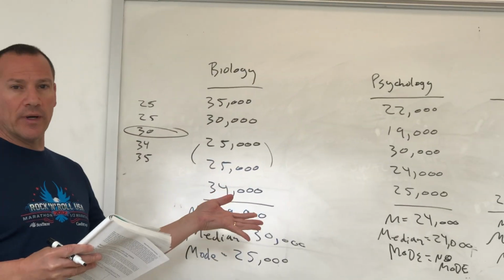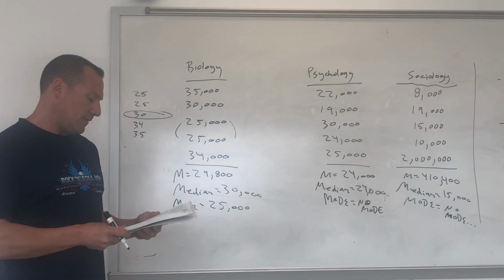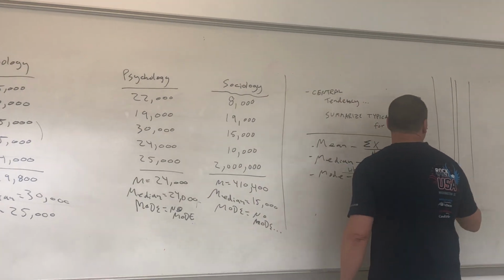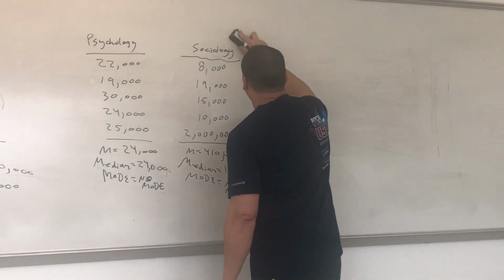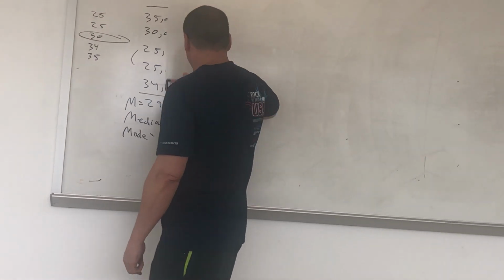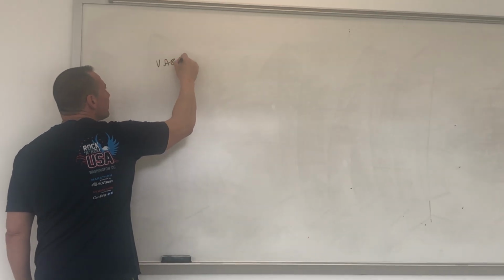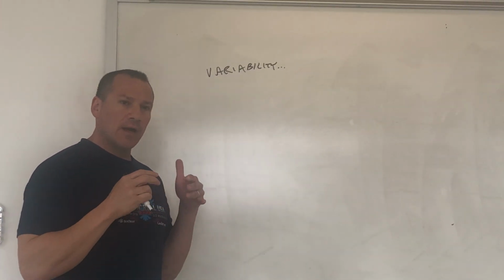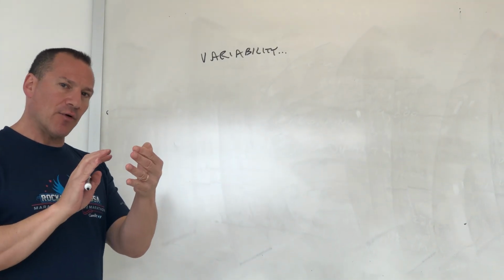So these are the basic ways that we summarize central tendency for a single variable. In addition to central tendency, we have something that we call variability. Central tendency is talking about typical scores. Variability is talking about how the scores in the sample vary from one another.